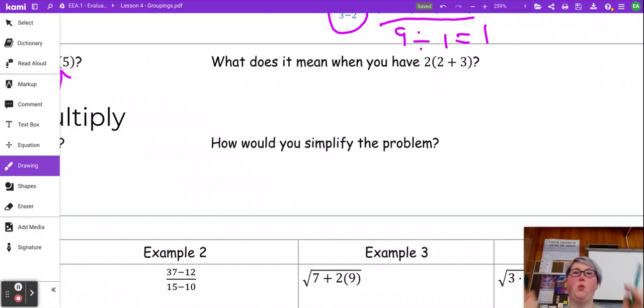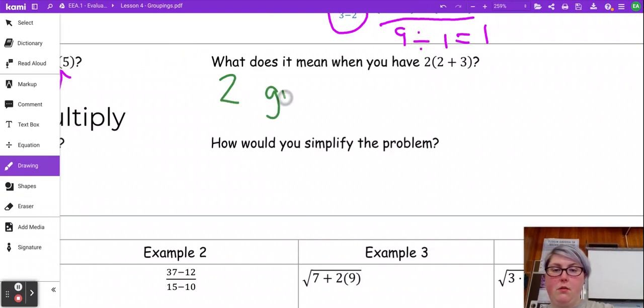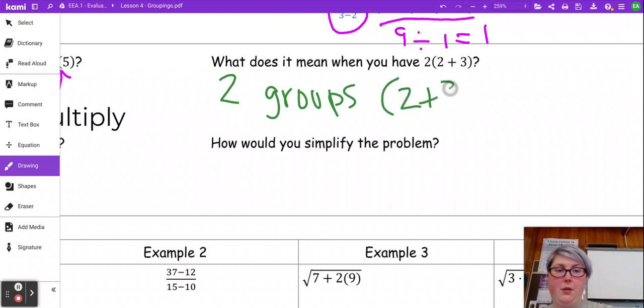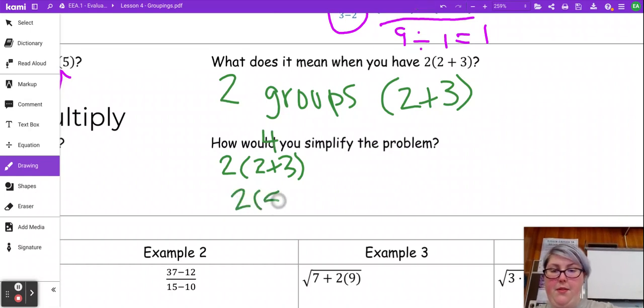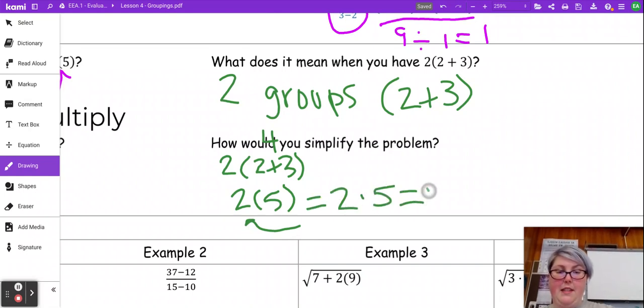You have 2 parentheses, 2 plus 3. Well, that means that you have 2 groups, or 2 sets, of 2 plus 3. So how would we simplify this? Well, we need to do those parentheses first. It's a level 4. So we have 2 and then parentheses 5. We've seen this before. We know that 2 parentheses 5 is the same as 2 times 5, which is the same as 10.